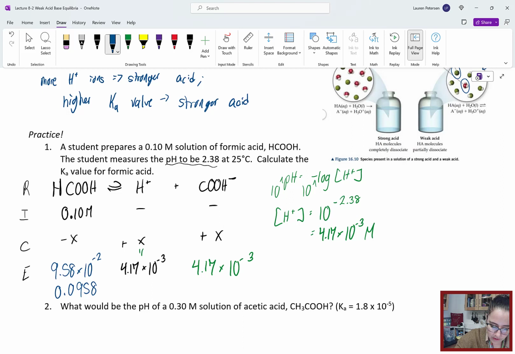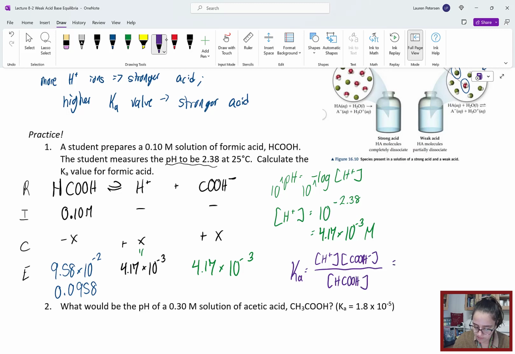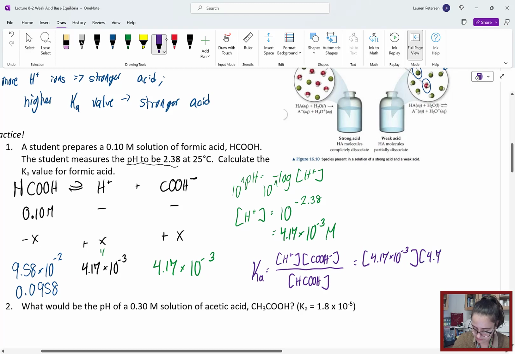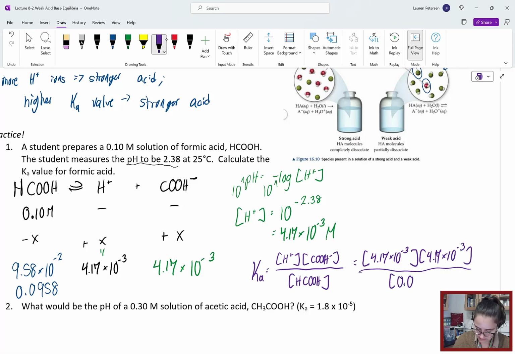Okay. Now, what we're going to do is we're going to plug those values into the Ka expression, which will be the concentration of H+ times that concentration of A-, aka the COOH-. Again, just products over reactants, no different than our equilibrium unit. But we can plug in our values. We got 4.17 times 10 to the negative 3 for both those final concentrations, or equilibrium concentrations, over the 0.0958. And we plug that into our calculator.